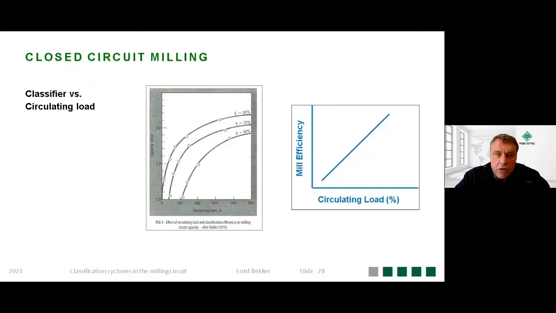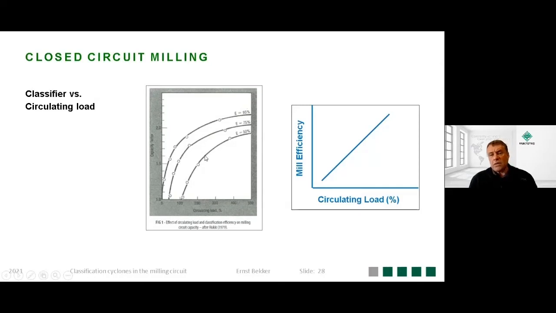Something else in terms of the relationship between the classifier and the circulating load. Hoekey, many years ago, 1979, did some test work, and they found that as you change the efficiency of your classification unit, you could actually increase the throughput in a milling circuit. And it makes sense. We just discussed it. If we can have a better classification efficiency, then obviously we don't overgrind the material. We can accommodate more material into the circuit.